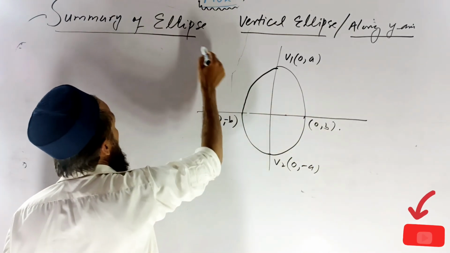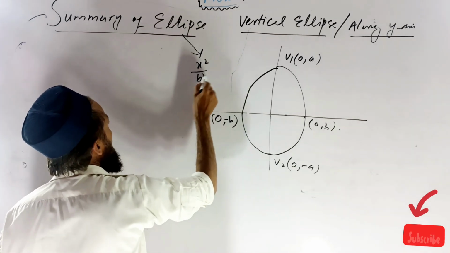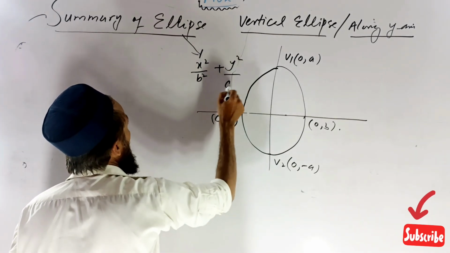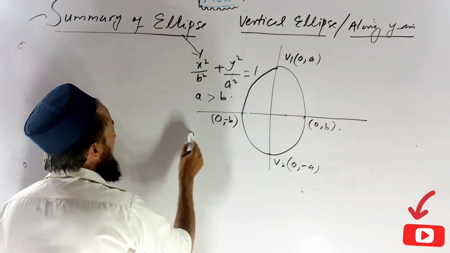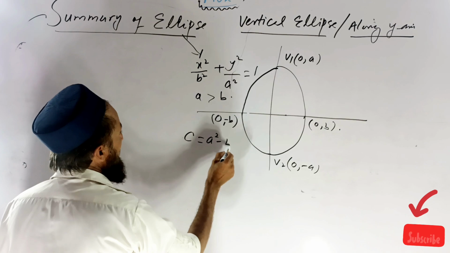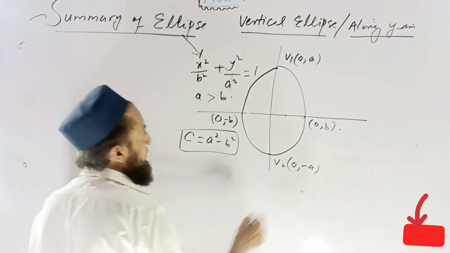So the equation of this type of ellipse is x square divided by b square plus y square divided by a square is equal to 1. The condition is same, a greater than b, and c value is equal to the square root of a square minus b square. The condition is same.